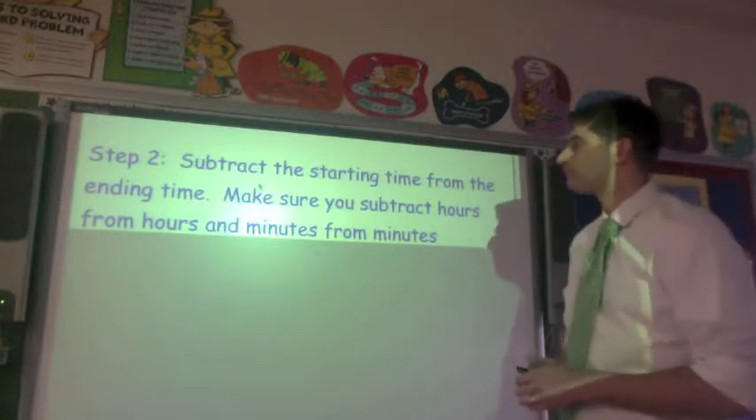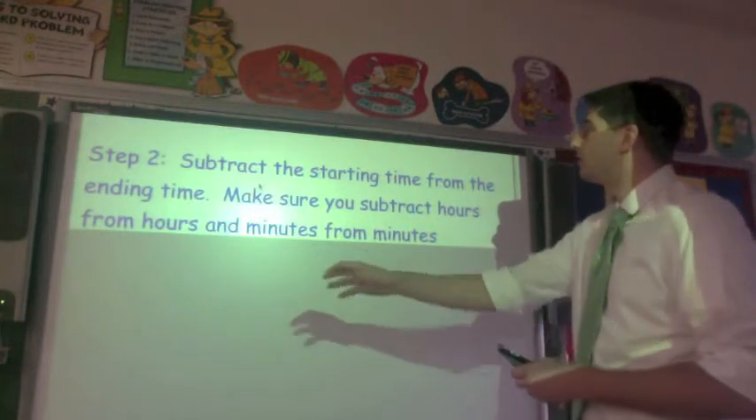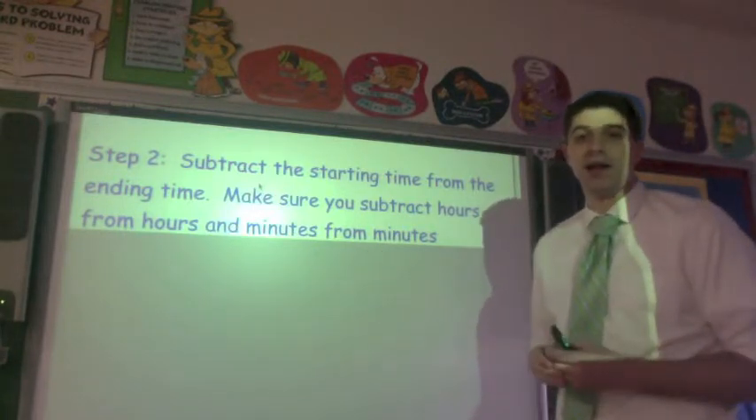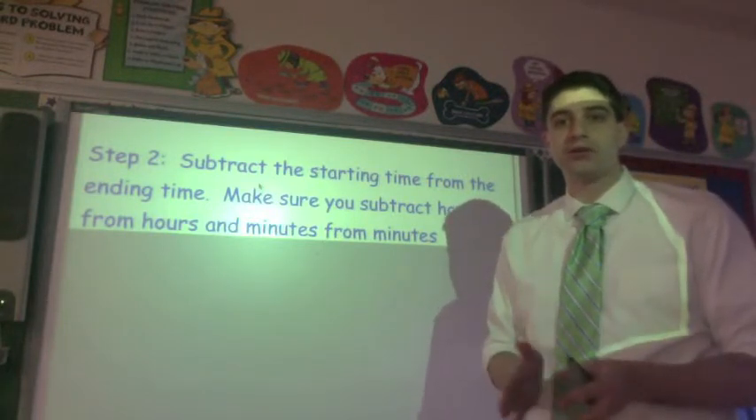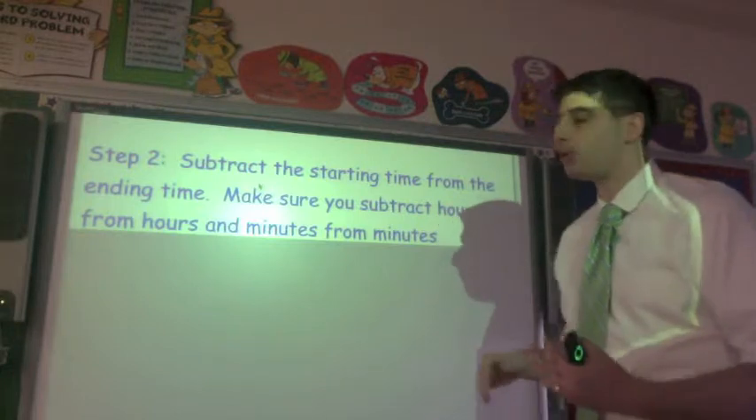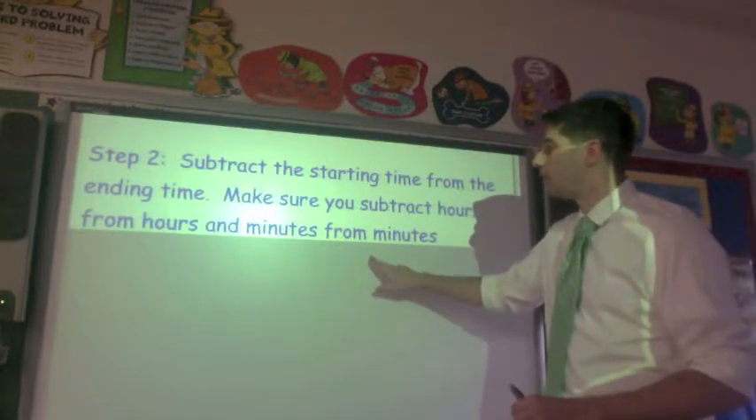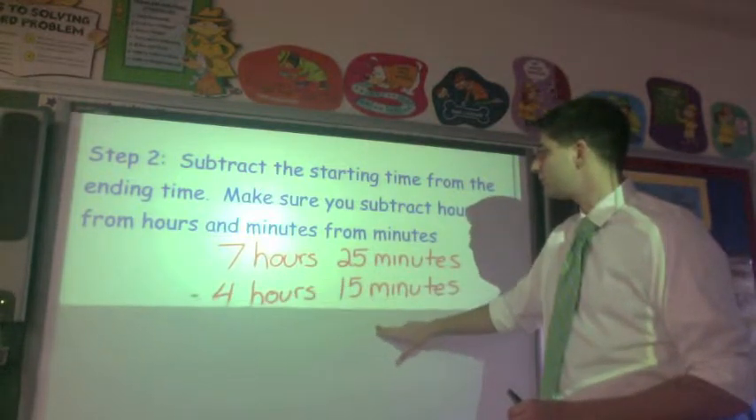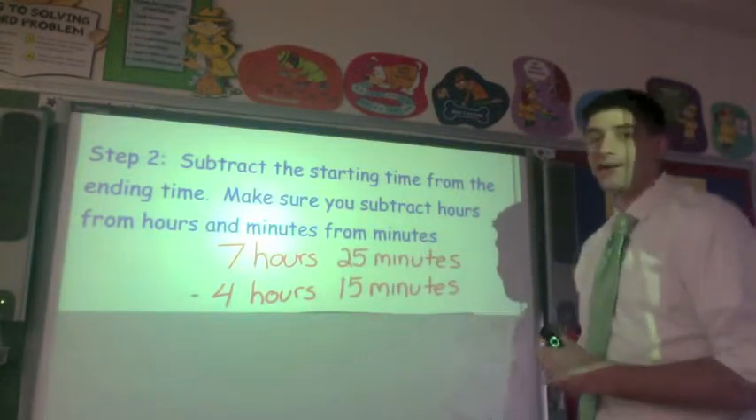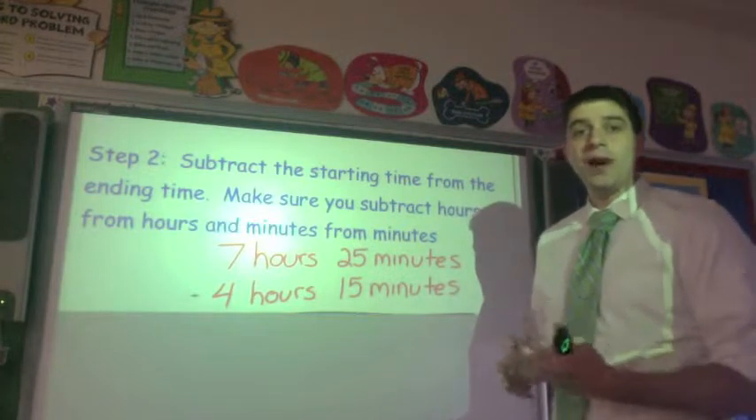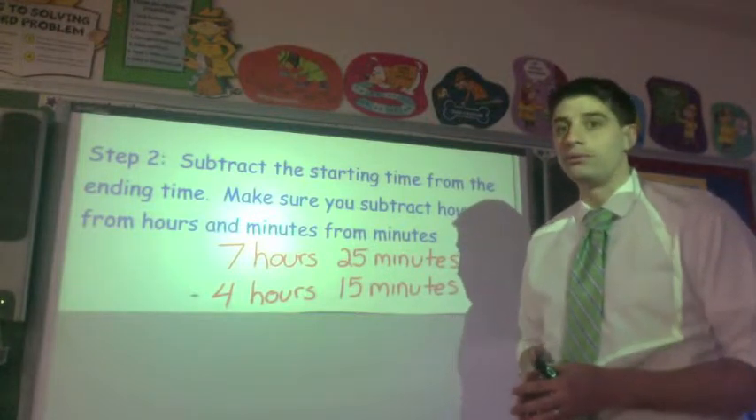Step 2 is to subtract the starting time from the ending time. Again, we want to make sure that our hours are lined up with our hours and our minutes are lined up with our minutes. Let's take a look at how we do that. Again, see, it's nice and neat. Hours lined up with hours and minutes lined up with minutes. So now it's a basic subtraction problem.